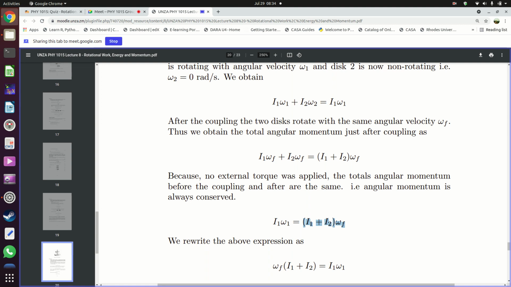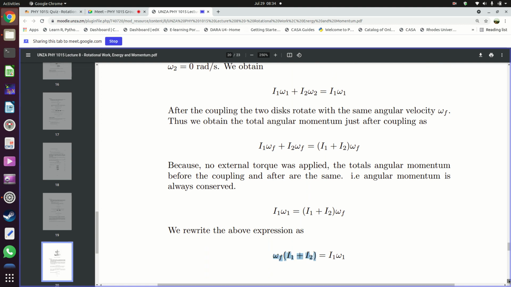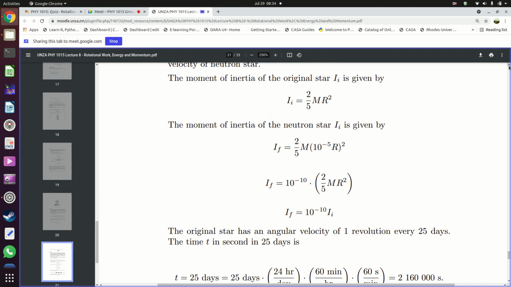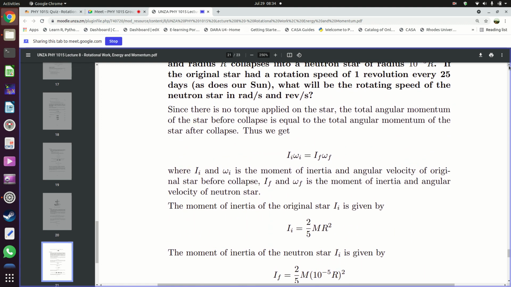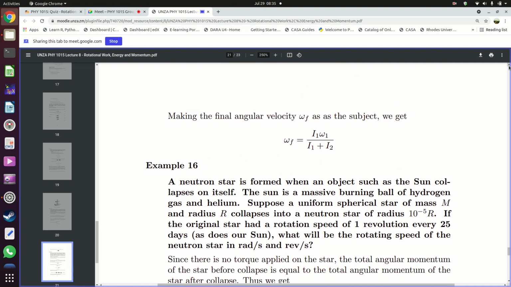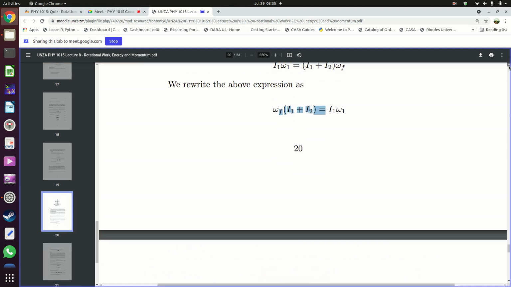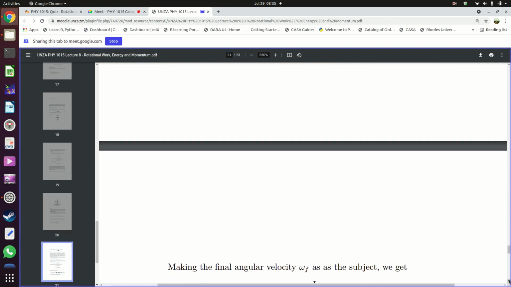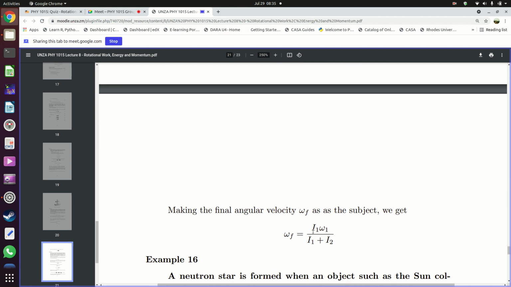Yes, sir. Okay. So next, since we are looking for the final angular velocity of the disks, we rewrite our expression like this. Then we divide both sides by the term I1 plus I2. When we do that, what do we end up with? We end up with the following expression here.